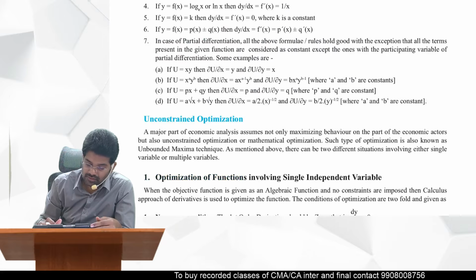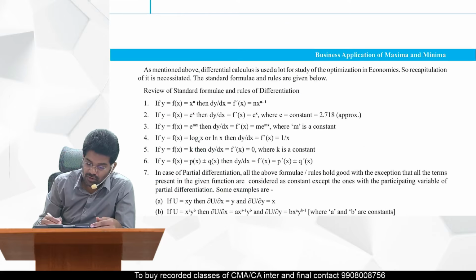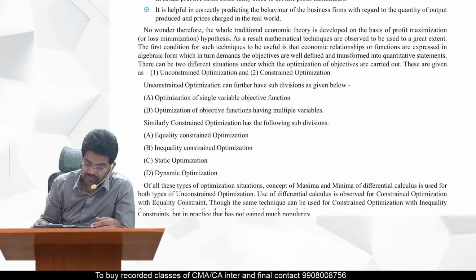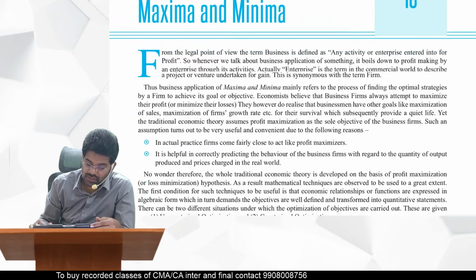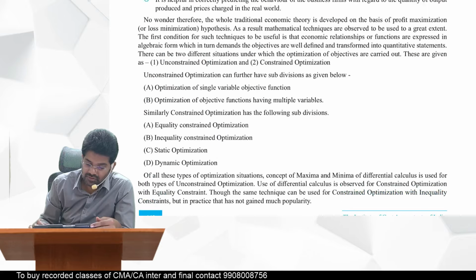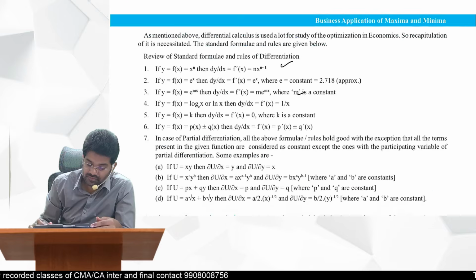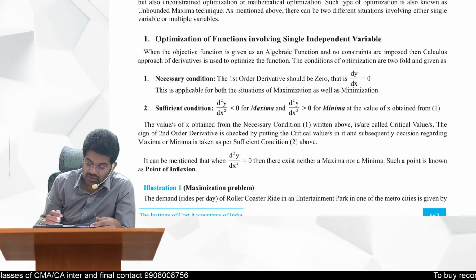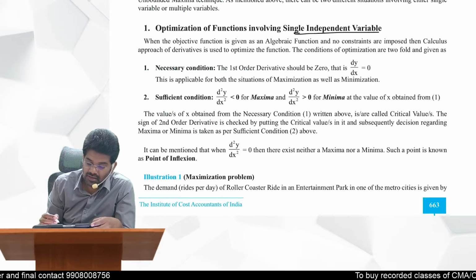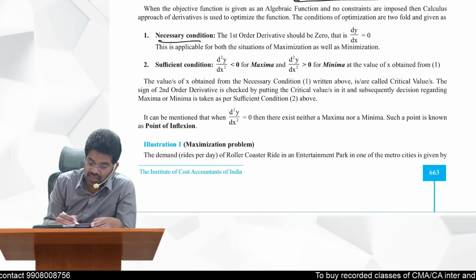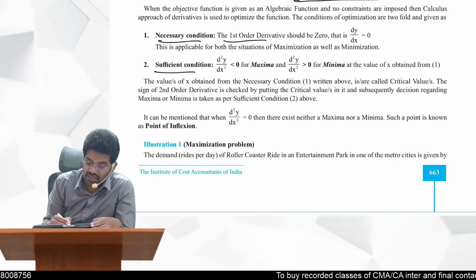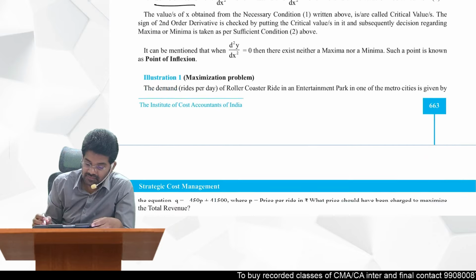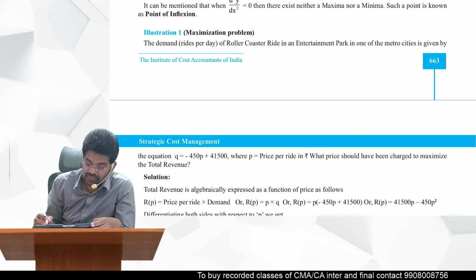Yes. So you can see the formula, all the formulas here. Business application of maxima and minima. So optimization functions involve a single independent variable. Necessary condition is the first order derivative. Sufficiency condition is the second order derivative. See, this is the first question.